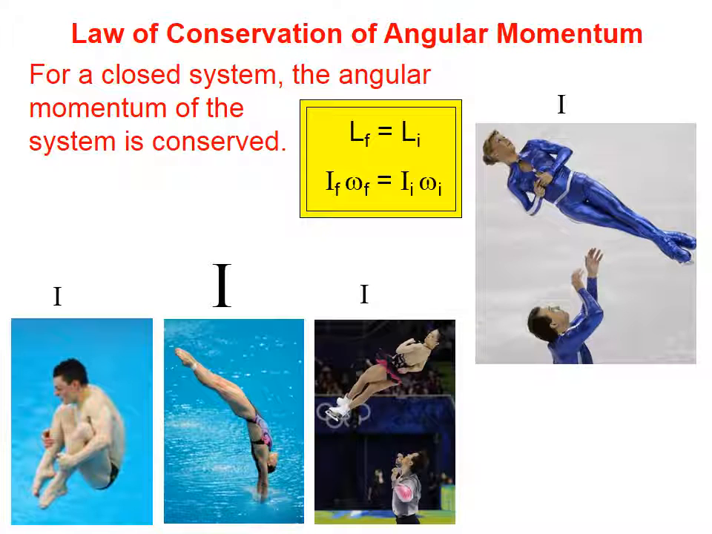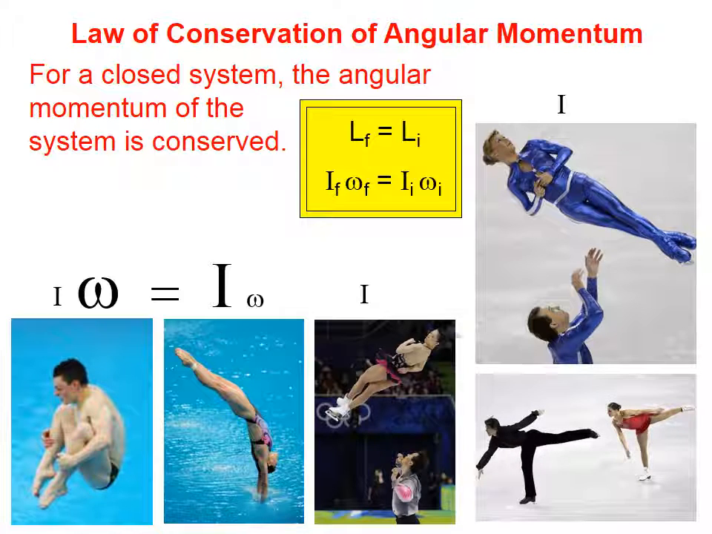Well, when the moment of inertia goes from small to big, what must happen to the rotational speed in order that that product of moment of inertia and angular speed be the same? The angular speed must decrease. This is why divers get into a tuck position, because they want to spin as quickly as possible, and then when they enter the water, they don't want to be spinning as much, so they stretch out. That's the law of conservation of angular momentum.